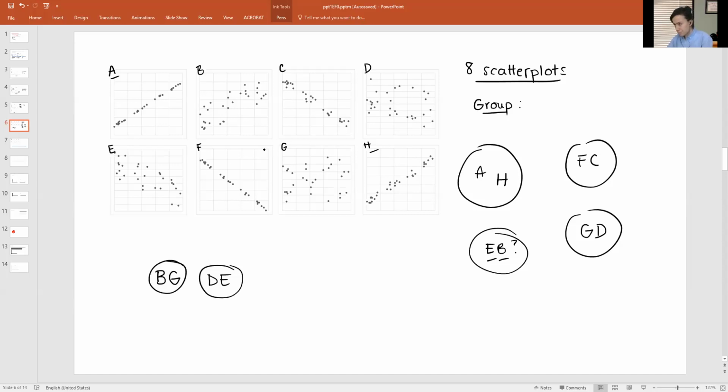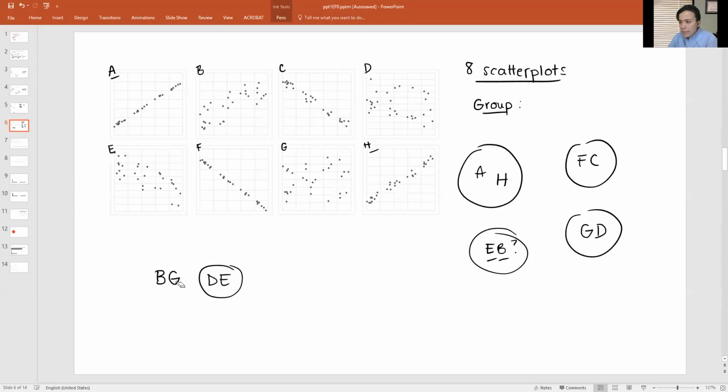positive and weak would have been B and G, right? So this one and this one, which look like they're still going up, but there's really not that much of an association. And for D and E, they're both, again, kind of going down, but there's really not that much of an association. All right, so that was another possible grouping. That's also good. Now, so essentially one of them is saying, okay, the strong and positives, the other one, the strong and negatives, the other one, weak and positives, the other one's weak and negative.